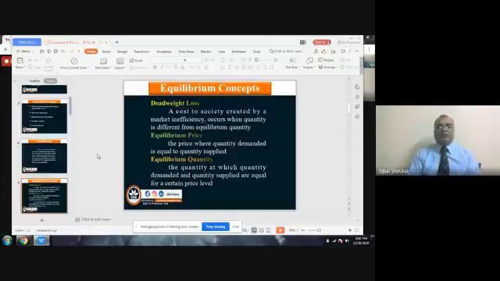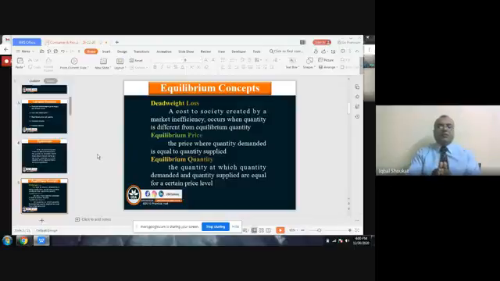And when we talk about the deadweight loss, a concept related to the equilibrium, deadweight loss is a cost to society created by a market inefficiency that occurs when quantity is different from the equilibrium quantity. The quantity can be above the equilibrium point, or the quantity can be below the equilibrium point. What sort of situations will exist? We'll discuss in the next slides.